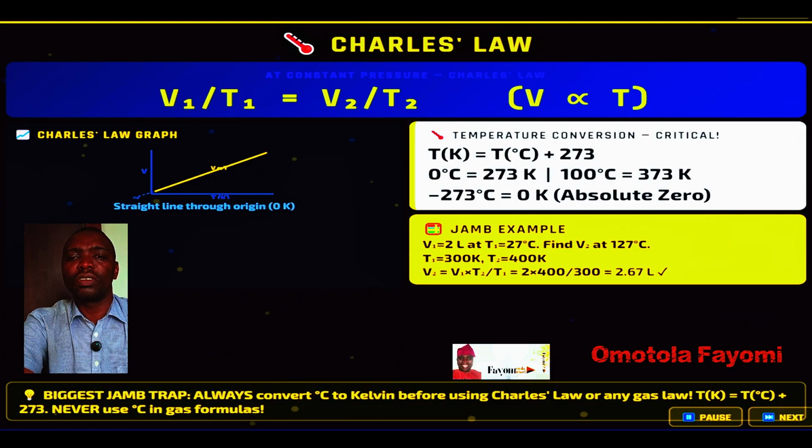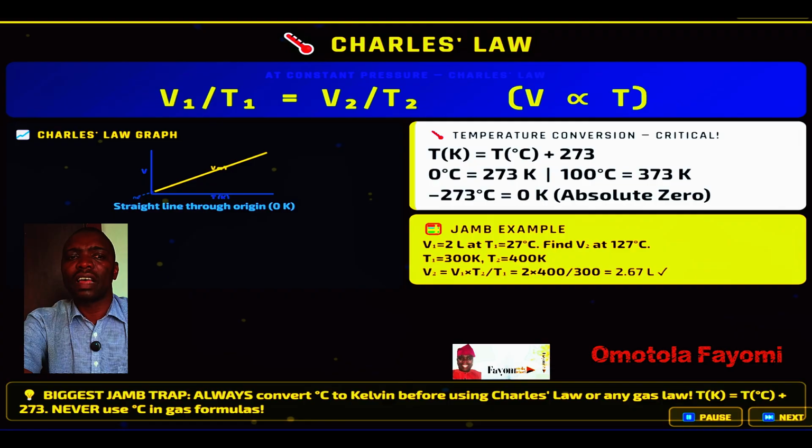Now here is the number 1 JAMB trap in this entire topic. Are you ready? You must always, I mean always, convert temperatures from Celsius to Kelvin before using this formula. Never use Celsius in gas law calculations. The conversion is simple: T in Kelvin equals T in Celsius plus 273. For example, 27 degrees Celsius is 300 Kelvin. 127 degrees Celsius is 400 Kelvin. Let me prove it with an example.